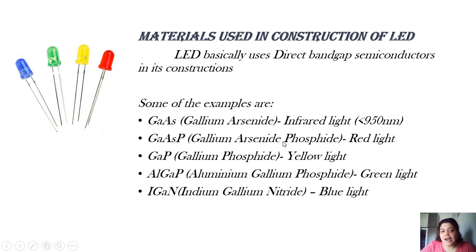So if phosphorus is added to gallium and arsenic, you get red light. Gallium phosphide will give you yellow light. Aluminium gallium phosphide will give green light, and indium gallium nitride will give blue light. Now, gallium nitride is the most important material for making blue color.